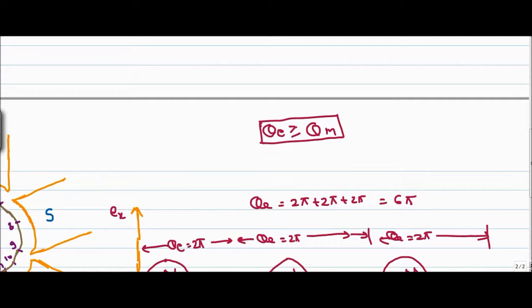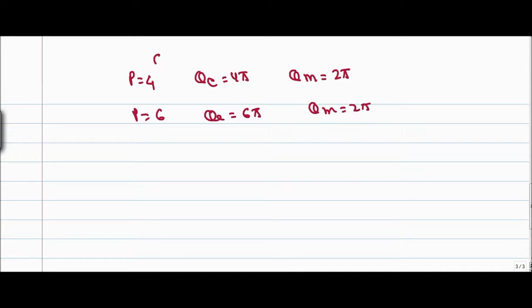Let's move on to the next page. The conclusion of this is that at number of poles equal to 4, the electrical angle is 4 pi and the mechanical angle is 2 pi. At P equal to 6, the electrical angle is 6 pi and the mechanical angle is 2 pi. So from these cases, the electrical angle is 2 times theta mechanical, and in the other case 3 times theta mechanical.